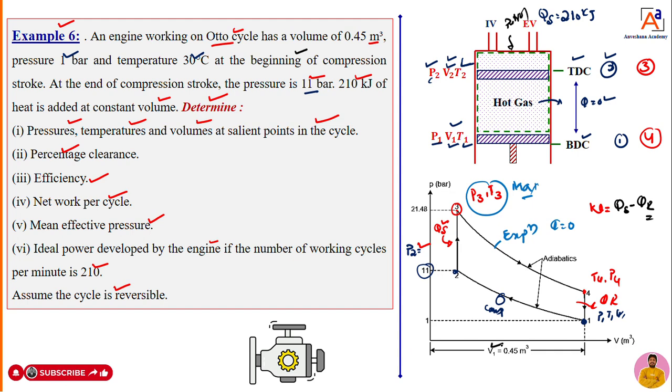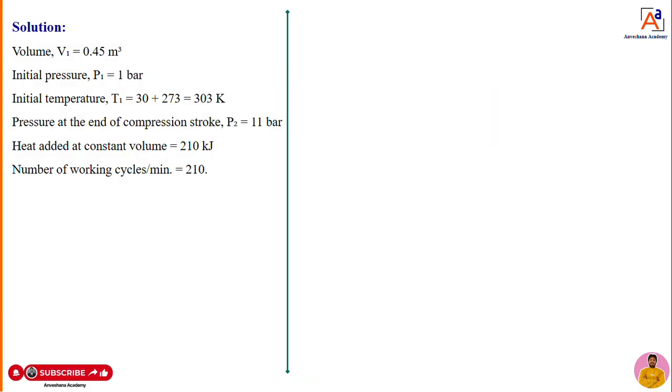Then V1 also he has given, that is 0.45. That means the total volume from the cylinder head to BDC is V1, the total volume we can call. Again, when it comes to volume, swept volume will come, clearance volume will come, total volume will come. But he has given the total volume, that is V1. Okay, fine. You understood the problem, right? Now try to list out the given data here.